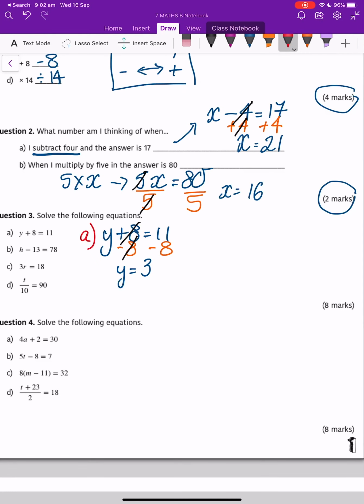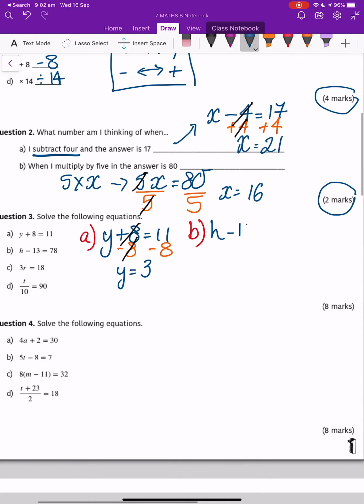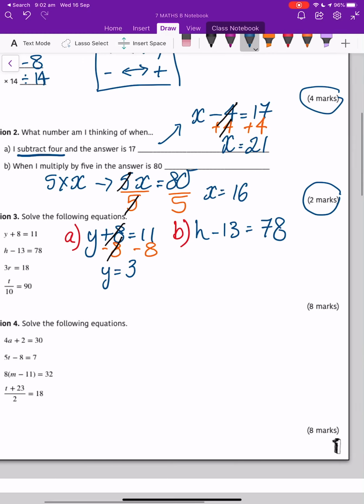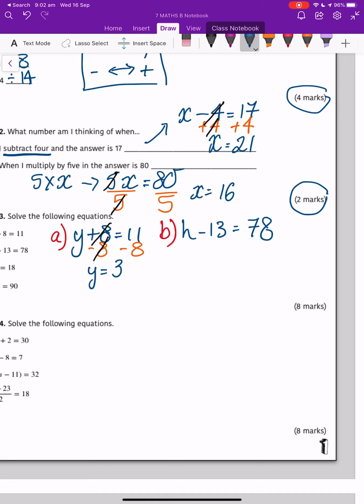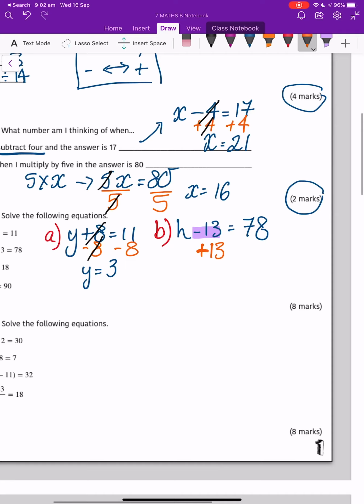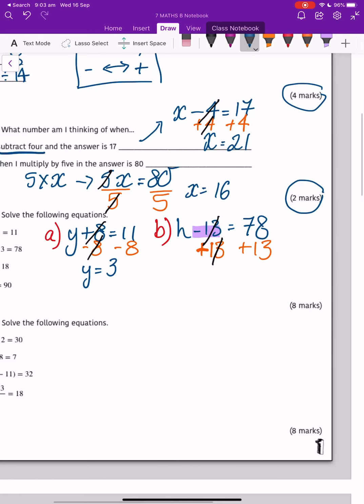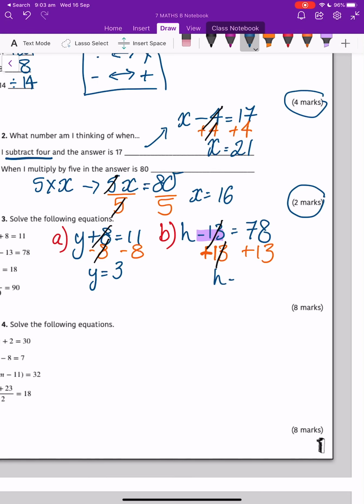Part B. H take away 13 equals 78. Again, you need to get that pronumeral by itself, so you need to do the opposite operation, okay, to the numbers that are surrounding it. So let's get rid of this minus 13 by adding 13. We have to do it to both sides. Okay, on the left-hand side, I can cross out my 13s. H equals 91. Okay.